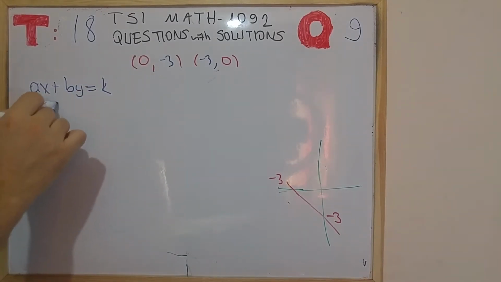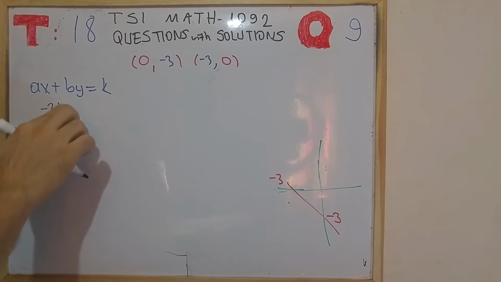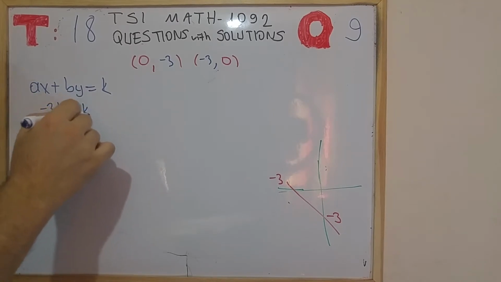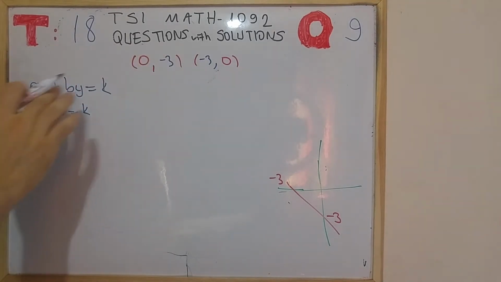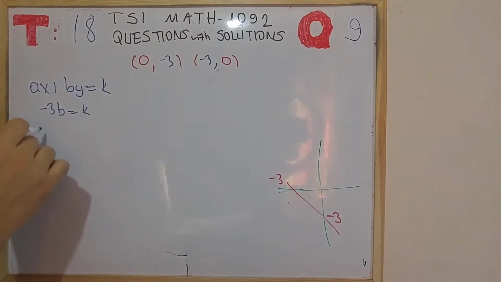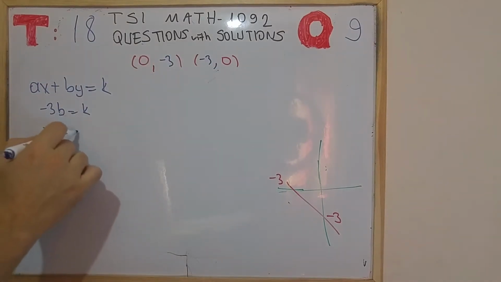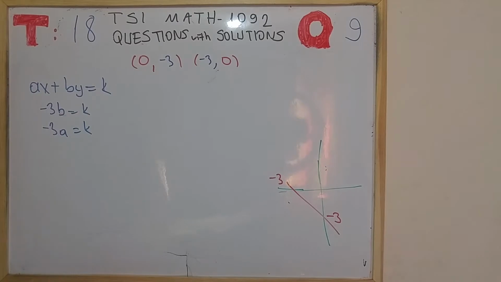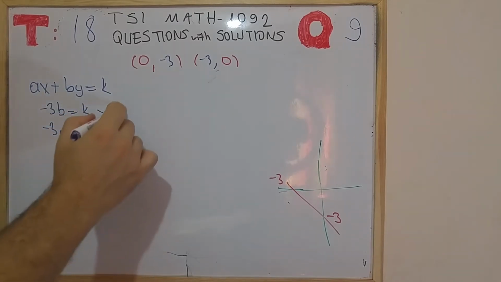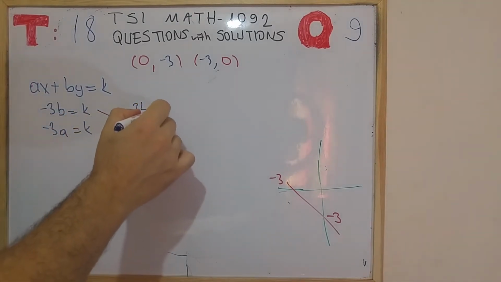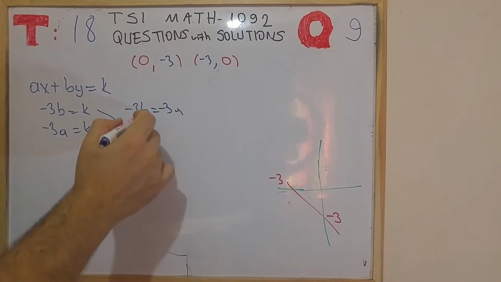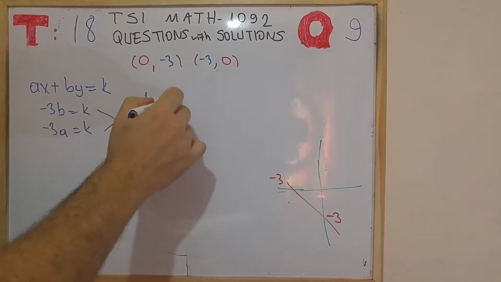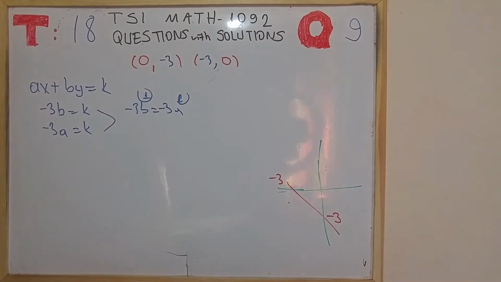So 0 minus 3b is equal to k. When y is equal to 0, x is equal to minus 3, so minus 3a is equal to k too. This means that minus 3b is equal to minus 3a, so a is equal to b. So I can say each of them are equal to 1 because the proportion is 1. So what I have is x plus y is equal to k.